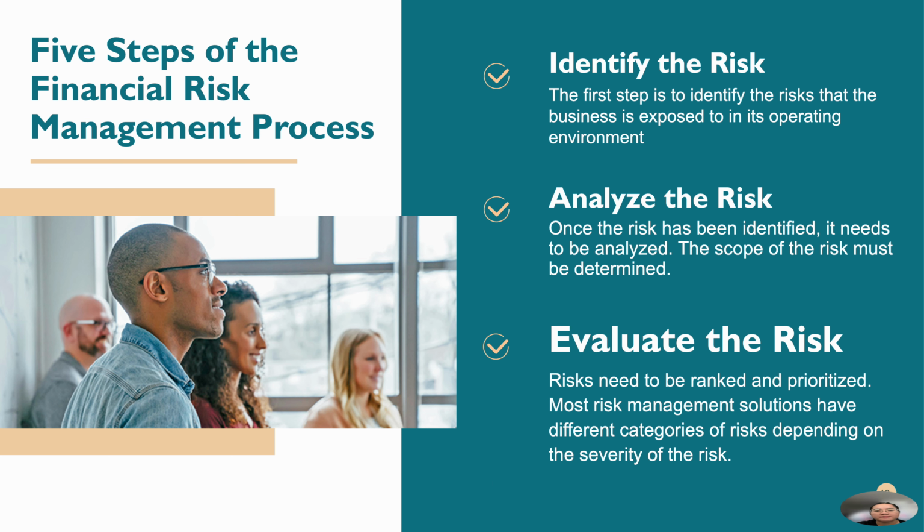There are 5 basic steps involved in managing financial risks. This is known as the financial risk management process. The risk management process is a framework for the actions that need to be taken. The first step is to identify the risks that the business is exposed to in its operating environment. There are many different types of risk: legal risk, environmental risk, market risk, regulatory risk, and much more. It is essential to identify as many of these risk factors as possible.